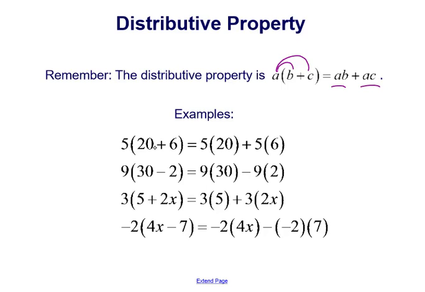5 times the quantity of 20 plus 6, if we distribute 5 times 20 and then 5 times 6, so it's 5 times 20 plus 5 times 6. We have 9 times the quantity of 30 minus 2 is 9 times 30 minus 9 times 2. 3 times the quantity of 5 plus 2x is 3 times 5 plus 3 times 2x. And then negative 2 times the quantity 4x minus 7 is negative 2 times 4x minus negative 2 times 7. So again, you're distributing that outside term to everything on the inside. You're multiplying it by everything on the inside to get the sum of those products.